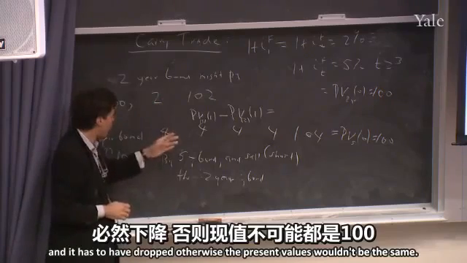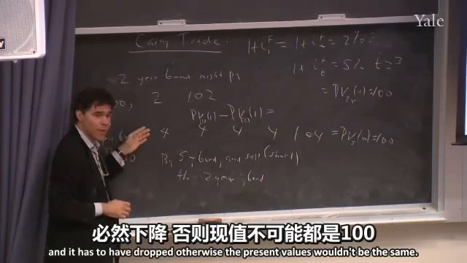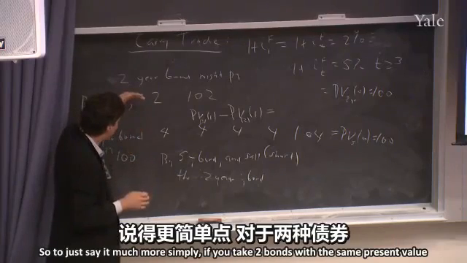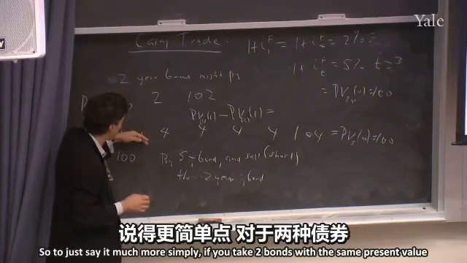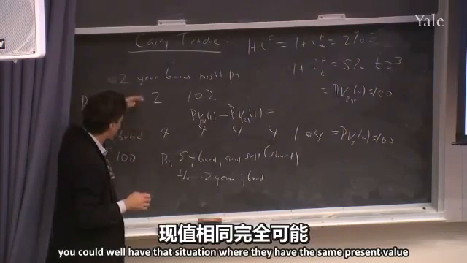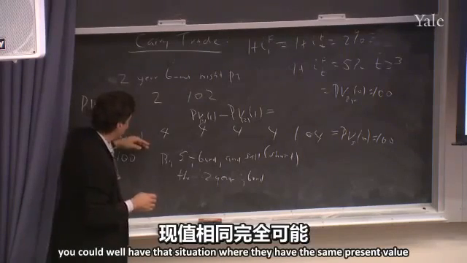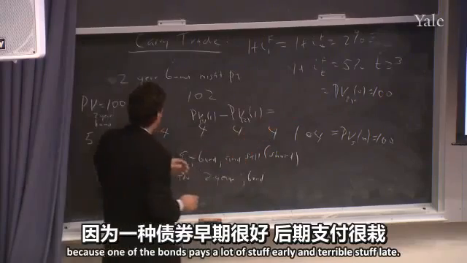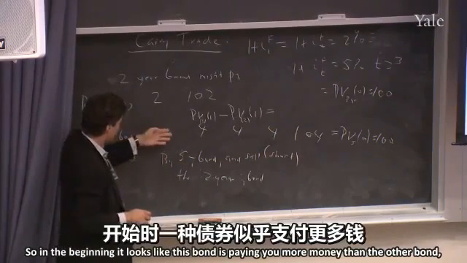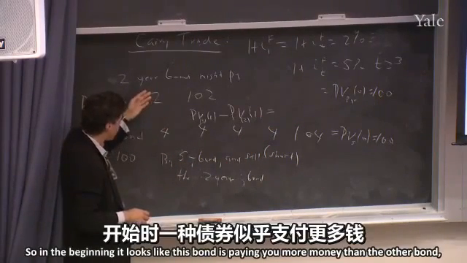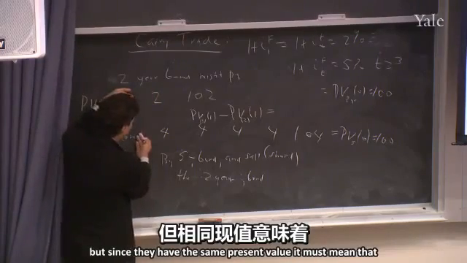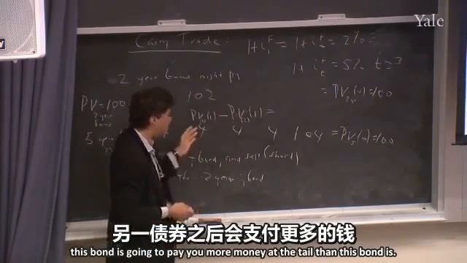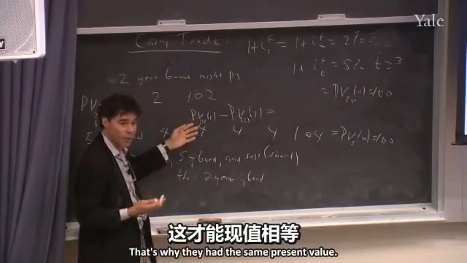And it has to have dropped because otherwise the present values wouldn't be the same. Okay, so to just say it much more simply, if you take 2 bonds with the same present value, you could well have that situation where they have the same present value because one of the bonds pays a lot of stuff early and terrible stuff late. Okay, so in the beginning it looks like this bond is paying you more money than the other bond, but since they had the same present value, it must mean that this bond is going to pay you more money at the tail than this bond is. That's why they had the same present value.